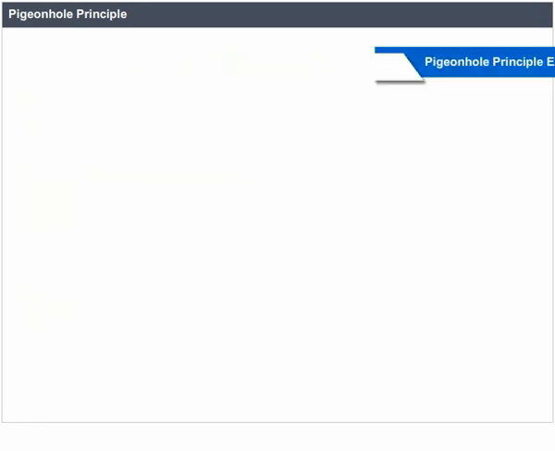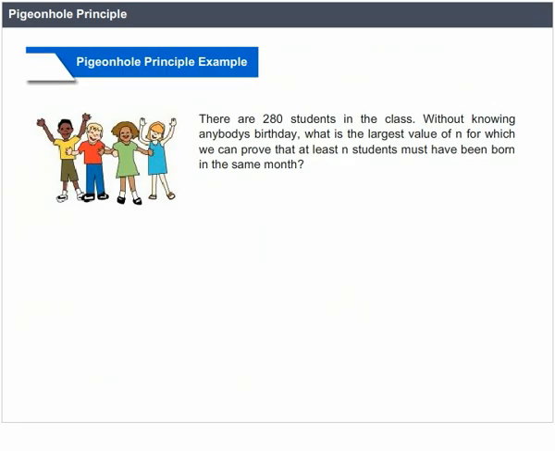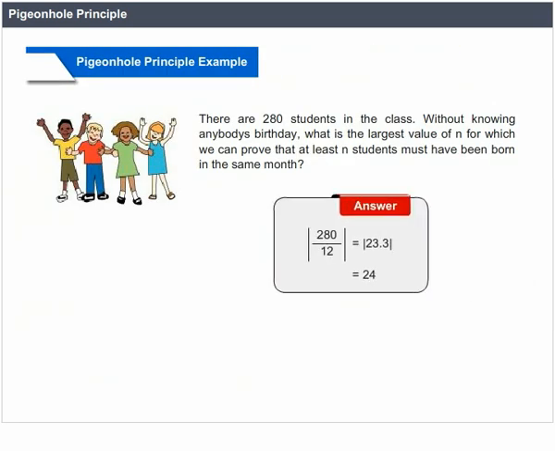There are 280 students in the class. Without knowing anybody's birthday, what is the largest value of n for which we can prove that at least n students must have been born in the same month? Answer: ceiling of 280/12 equals ceiling of 23.3 equals 24.